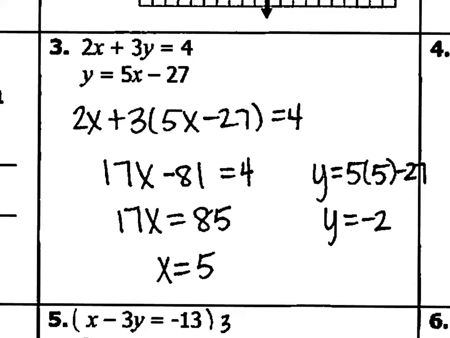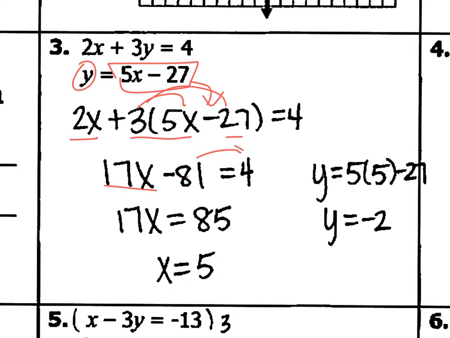Okay, on number 3, what I want you to notice is that this is solved by substitution. This is already solved for y. So we're going to take this 5x minus 27 and we're going to plug it in for y right here. You distribute and you get 17. Now, the reason they got 17x is 2x and then 3 times 5 is 15x. So they went ahead and skipped a step and wrote 17x. And then 3 times 27 is 81, equals 4. Now notice they're not keeping it aligned, but they are keeping it nice and neat.